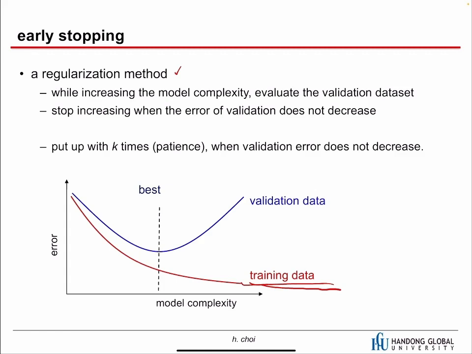So anyway, we can evaluate the validation data set, and then when the error of validation does not decrease, like this, then we have to stop increasing the model complexity. And usually in training, with the large model, then probably we can use training.